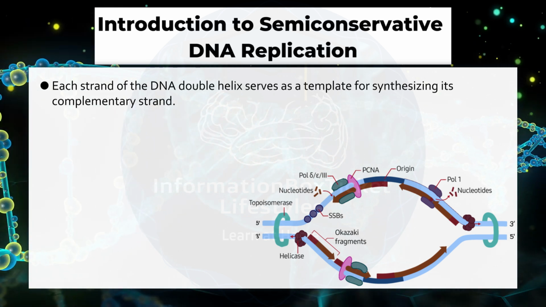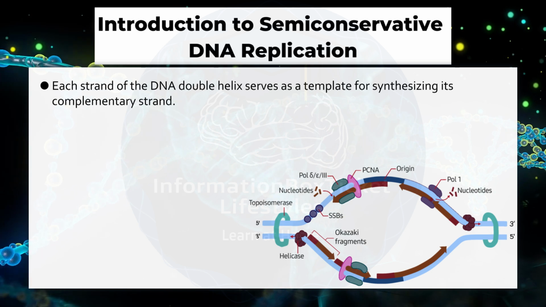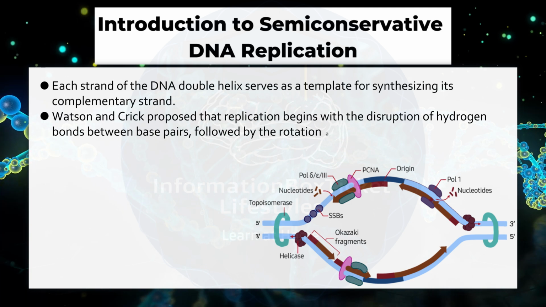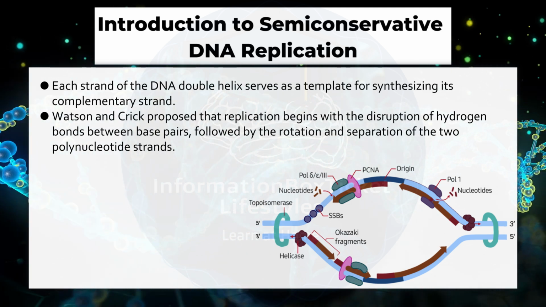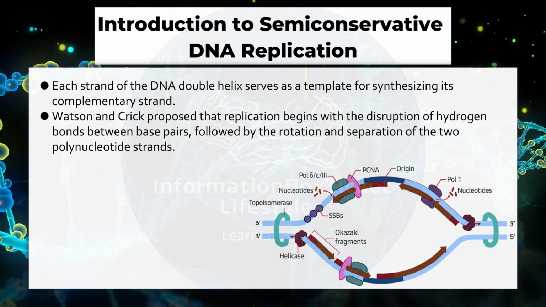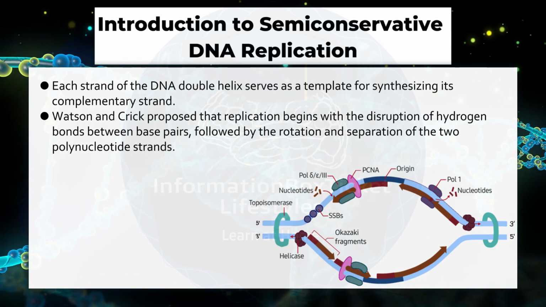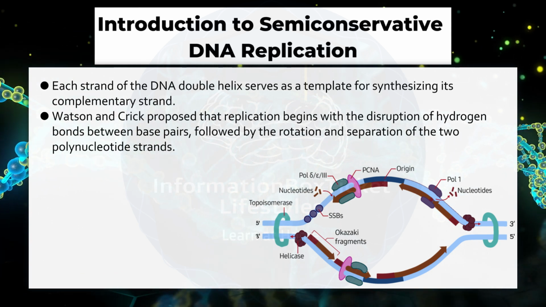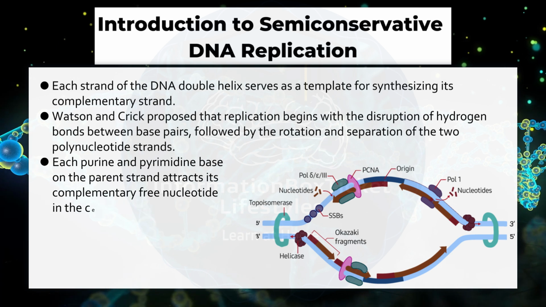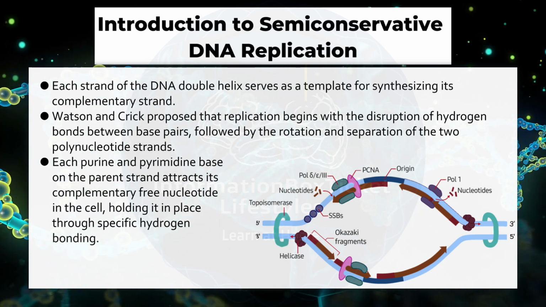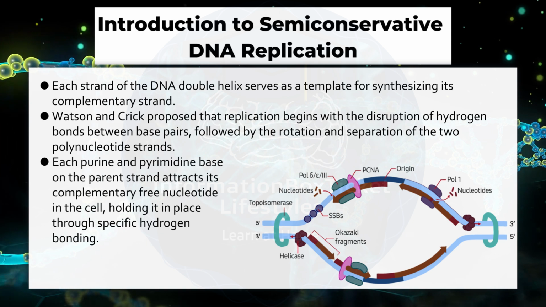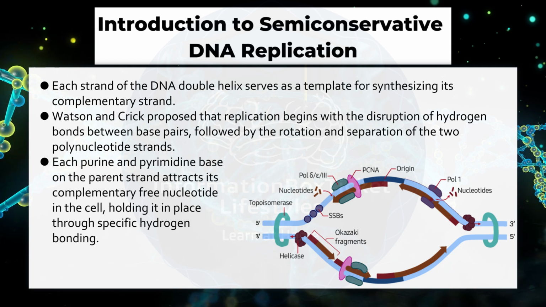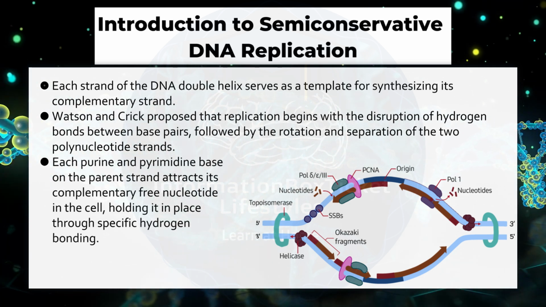Each strand of the DNA double helix serves as a template for synthesizing its complementary strand. Watson and Crick proposed that replication begins with the disruption of hydrogen bonds between base pairs, followed by the rotation and separation of the two polynucleotide strands. Each purine and pyrimidine base on the parent strand attracts its complementary free nucleotide in the cell, holding it in place through specific hydrogen bonding.